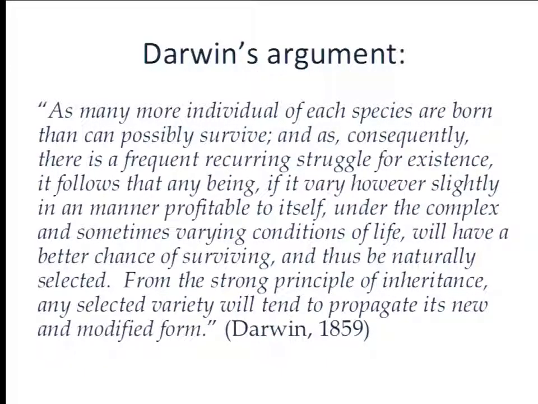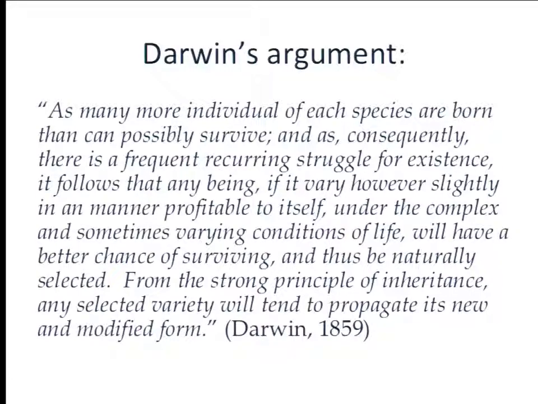As many more individuals of each species are born than can possibly survive, that's the first point, and as consequently there is a frequent recurring struggle for existence, not all those that are born can survive to adulthood, it follows that any being, if it vary however slightly in a manner profitable to itself, under the complex and sometimes varying conditions of life, will have a better chance of surviving and thus be naturally selected. From the strong principle of inheritance, any selected variety will tend to propagate its new and modified form. That is the structure of Darwin's theory of evolution by natural selection.